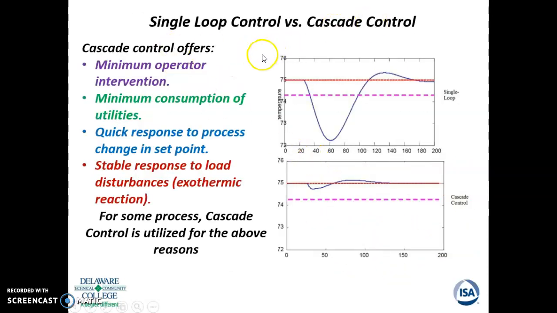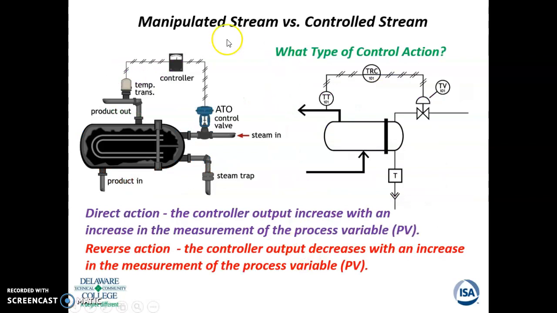So let's just understand why we do these two different ways. Cascade offers minimum operator intervention, minimum consumption of utilities. That's important. It's a quick response to process change. It's very stable, and it's a better way to control, and it reduces lag time. Here's another situation: manipulated stream versus controlled stream. So here they're talking about two different types of controllers again. This is the steam in, controlling the heat exchanger, and they want to ask what is the type of control action. So we should be getting a couple of those questions in your homeworks.